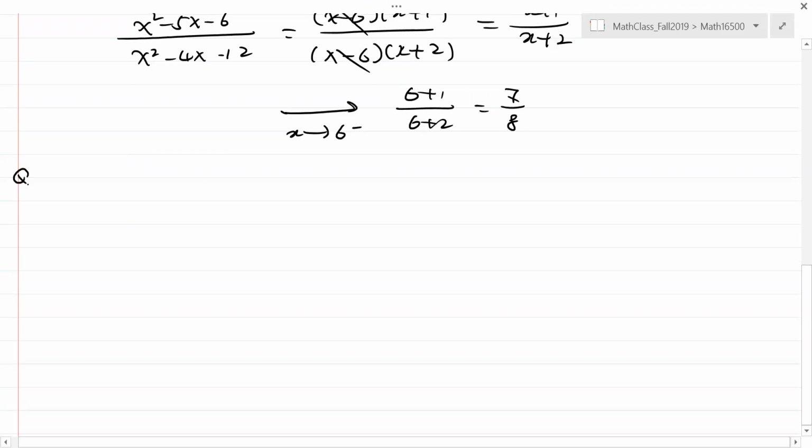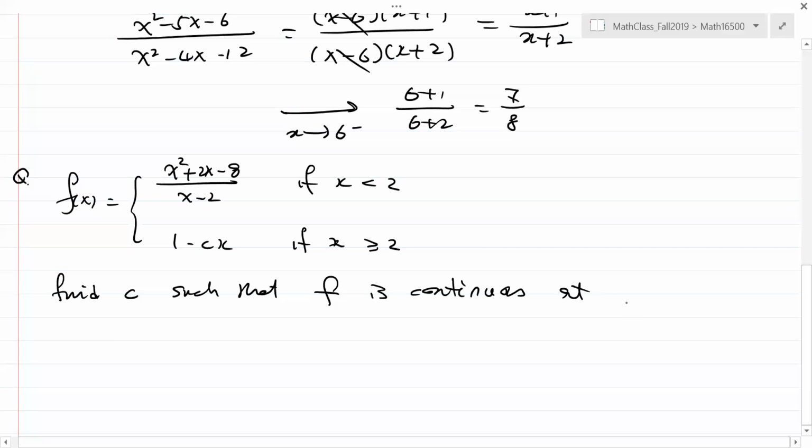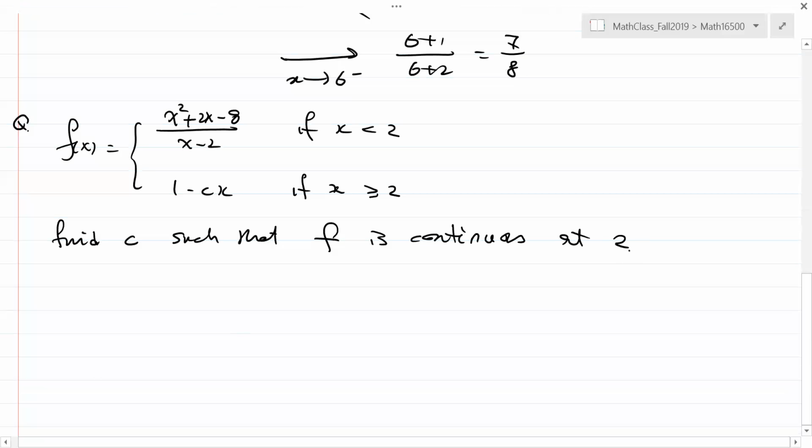The second problem: we have a piecewise-defined function. It's x squared plus 2x minus 8 over x minus 2 if x is less than 2, and 1 minus cx if x is greater than or equal to 2. We want to find the value of c such that f is continuous at 2. The only trouble is at 2, right? Everywhere else, the function is continuous.